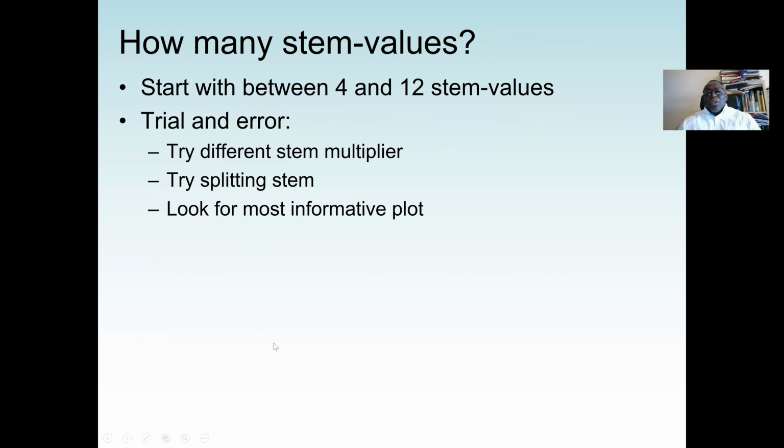So how many stem values? Again, this is trial and error. We can adjust it, but it should be somewhere between 4 to 12. And also, as they mentioned, try different stem multiples. Try splitting the stem as we did in the last example. Look for the most informative plots.